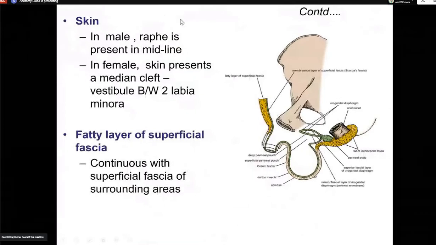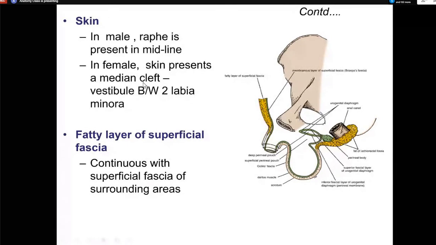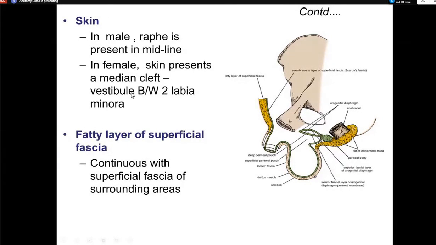In the skin of the urogenital triangle, in the male there is the raphe which is present in the midline, but in the case of the female, in the midline, the skin presents a median cleft that is known as the vestibule. The vestibule is present between the two labia majora. That's why in the female the skin presents a median cleft, whereas in the male the skin is attached on the right and the left side, so we do not have any median cleft. A raphe is present in the midline.